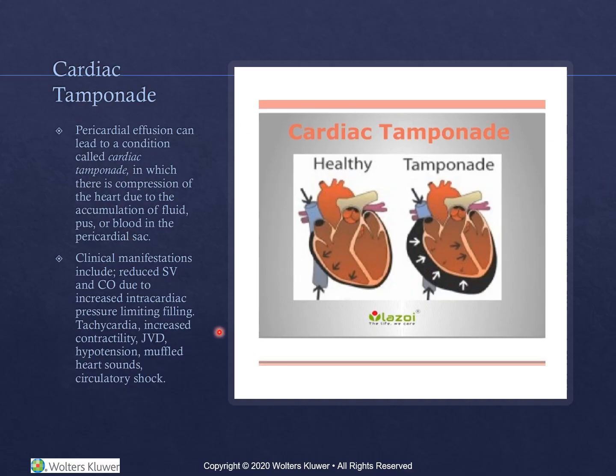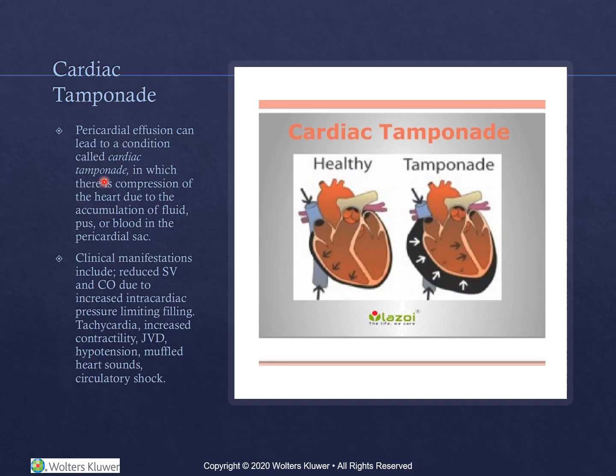So a little bit more about cardiac tamponade, which again is that condition that can occur when someone has a pericardial effusion. So a pericardial effusion can lead to cardiac tamponade. And tamponade is a compression of the heart due to accumulation of fluid, pus, or blood in that pericardial sac. And so you can see that here in the picture, normal healthy heart on the left, and here's tamponade on the right, where we have this significant accumulation of fluid in that pericardial sac, and it's pressing down and causing significant compression on the heart muscle itself.